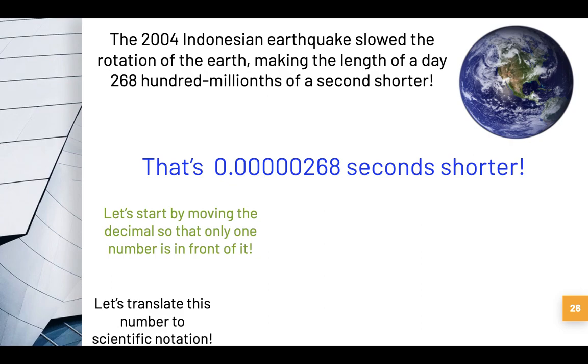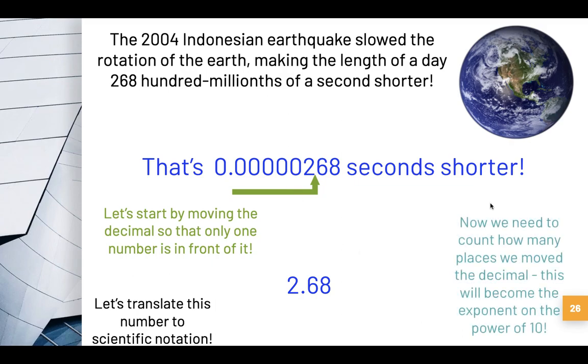The first thing, let's move our decimal so that there's only one number in front of it. I'll move my decimal all the way until it's going to go right between the 2 and the 6, because I only want one number in front. That's a 1 or a number less than 10. So we always only want one digit in front of the decimal. So it's going to be 2.68. Now let's count our decimals. We moved it 1, 2, 3, 4, 5, 6 places. So 2.68. Since we moved it 6 places, and it's a tiny number, we're going to say times 10 to the negative 6.